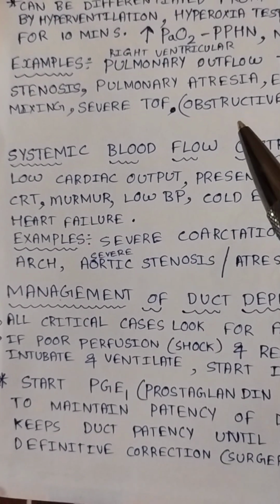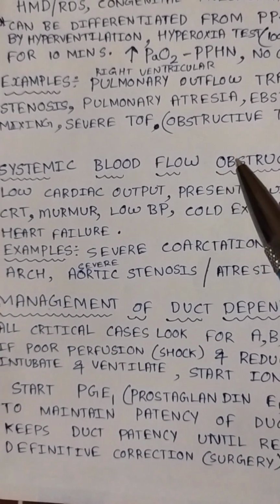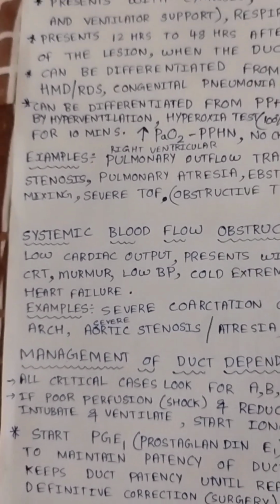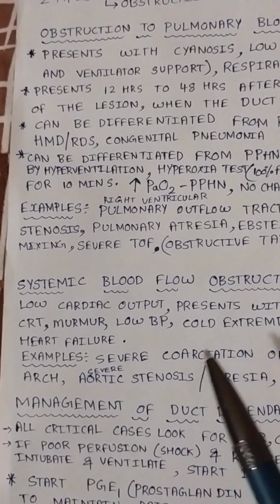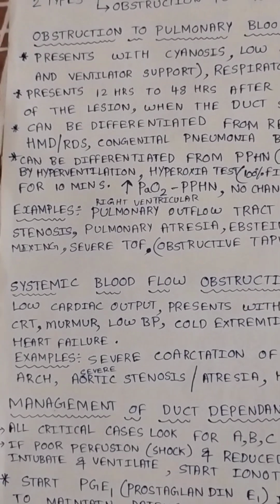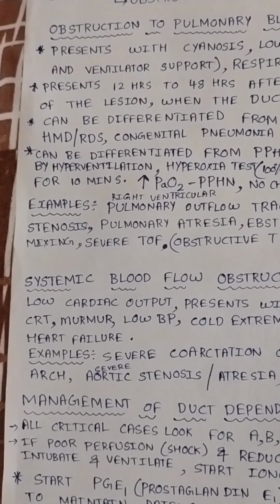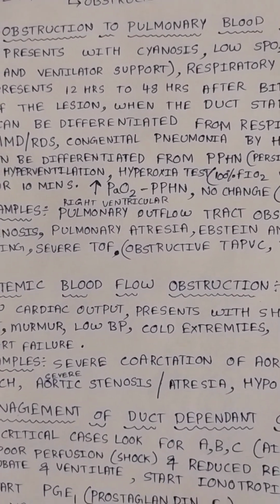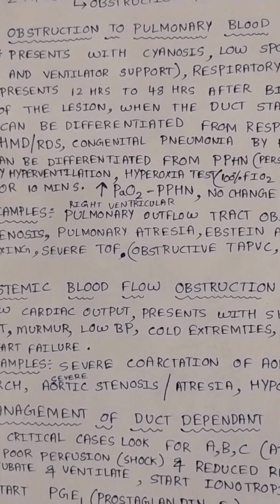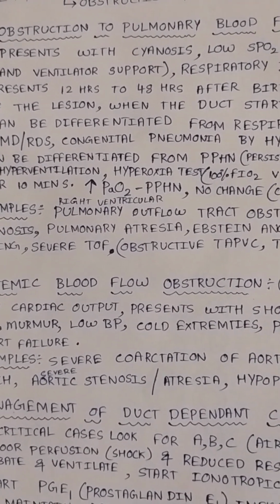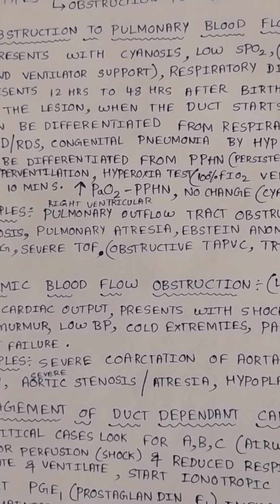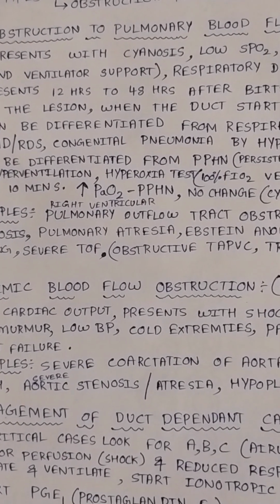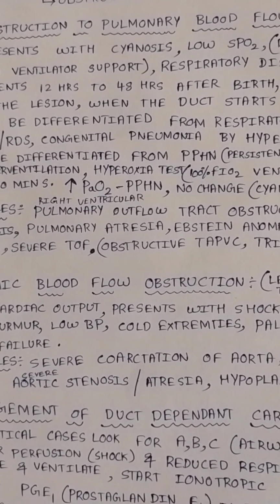So with systemic blood flow obstruction, mainly the patient will present with shock after 12 to 48 hours. When they present with shock, for the first differential diagnosis, you should look for sepsis, septic shock. Next, you should look for any bleeding or anything, and if those things are excluded, then you should come to cardiac shock.